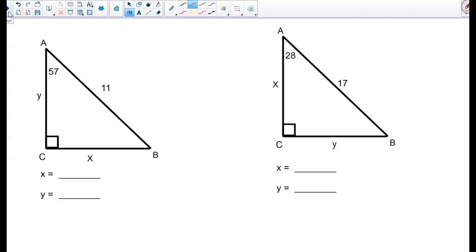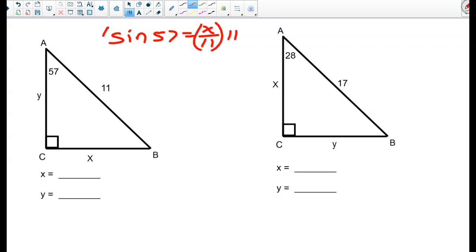All right, so when we're finding a side, we're using sine, cosine, tangent. We're no longer using inverse sine, inverse cosine, inverse tangent. Okay. So in this case, if I want to find x, I have an opposite side and I'm trying to find a hypotenuse. So that means the sine of 57 equals x over 11. And then I solve for my variable.